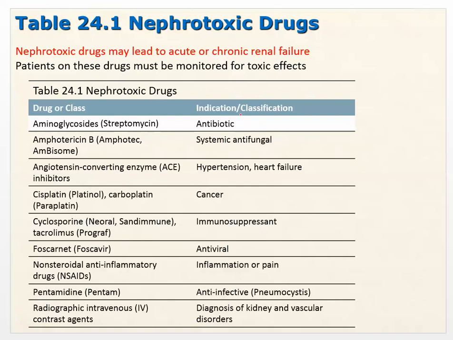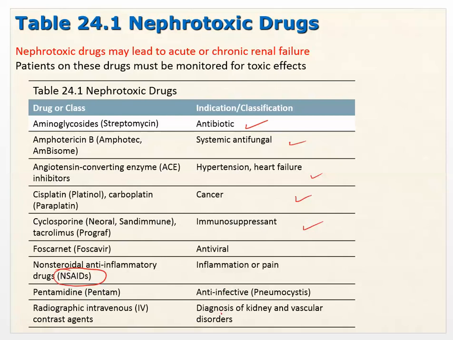But you can't really nail it down to any one certain type of drug, because here we have antibiotics, aminoglycosides, or streptomycin can be nephrotoxic. Antifungals, hypertension medicine, angiotensin converting enzyme or ACE inhibitors, cancer drugs, that's going to be pretty common. Immunosuppressants, antivirals, inflammation or pain, NSAIDs. NSAIDs can actually cause renal damage as well, so that's another thing to keep in mind for long-term NSAID use.